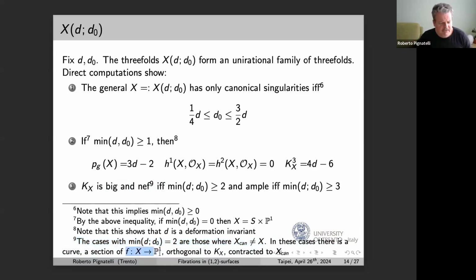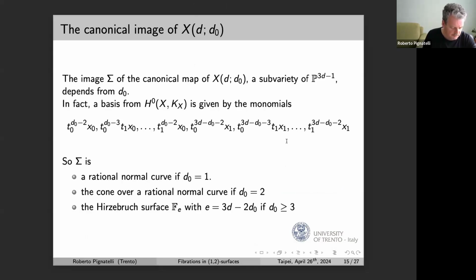Because in that case, I have a curve orthogonal to the canonical divisor, and to get the canonical model, I have to do this contraction, this little curve. So this happens only when the minimum is 2. When the minimum is 3, so when the genus is high, then this doesn't appear. It doesn't happen because this inequality forces D0 to be high enough, and then this minimum will be bigger than 3. But for small PG, you get these cases where you have a curve to be contracted if you want to see the canonical model. Good. I have still, I guess, 25 minutes, so as usual, it's okay.